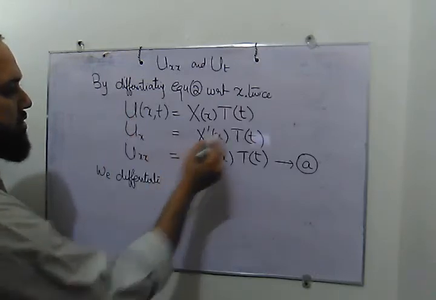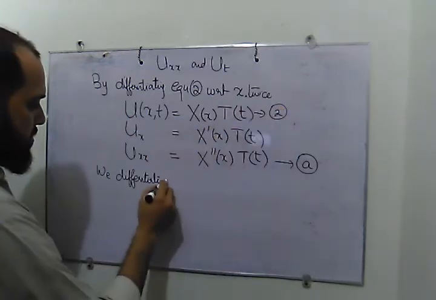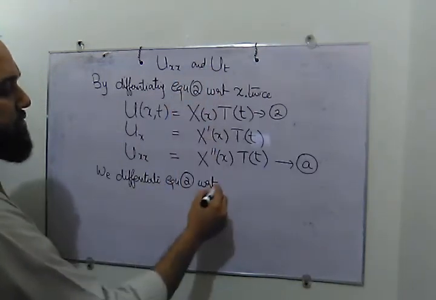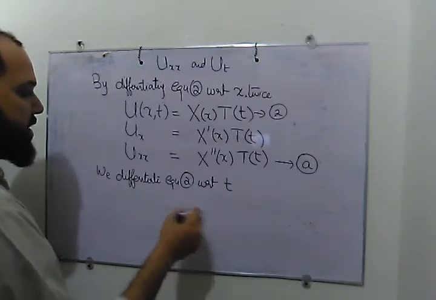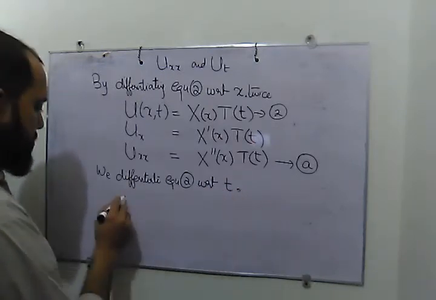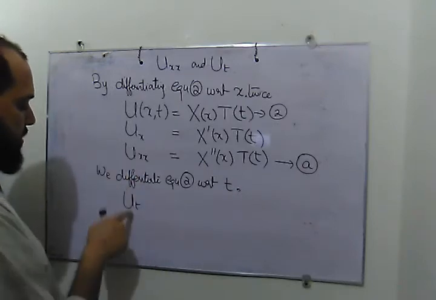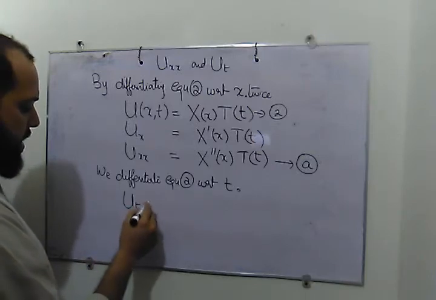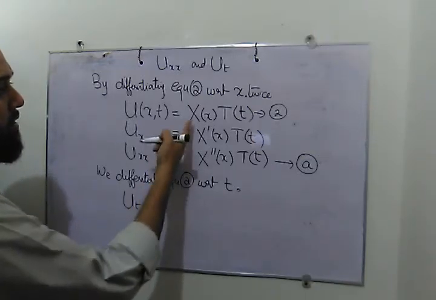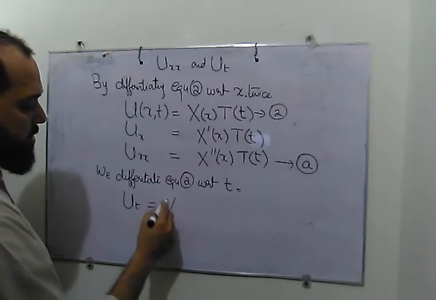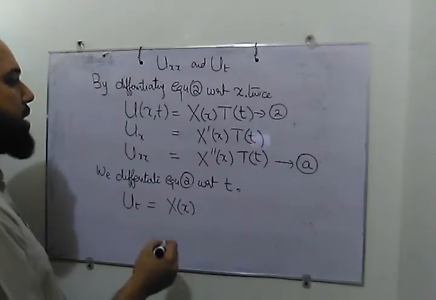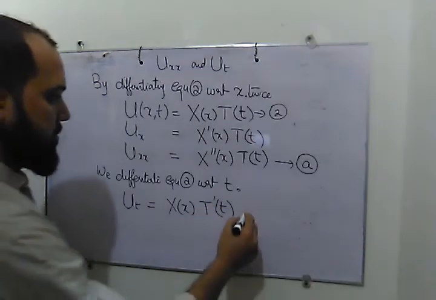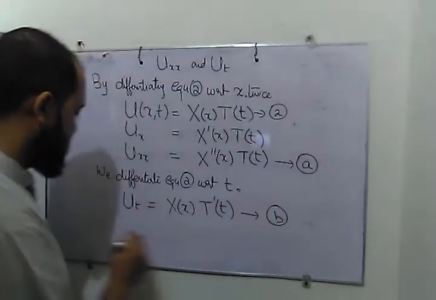In order to get ut, we differentiate the assumed solution, which was equation number 2, with respect to t. Since it is the first derivative, we differentiate once only. Because we differentiate with respect to t, there will be a t in the subscript, and X is considered a constant, so it comes out of the derivative, and the derivative of T is represented by T prime. We call it equation B.